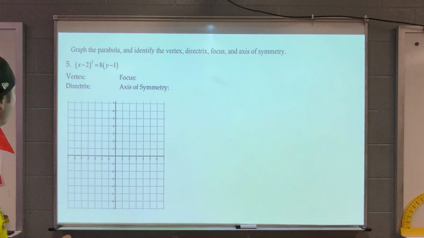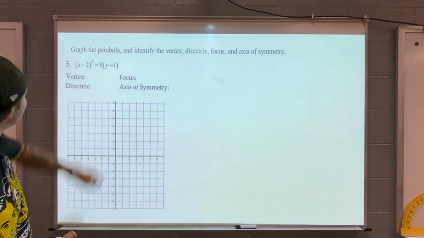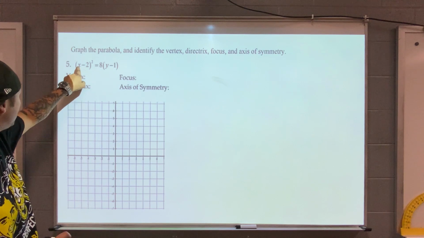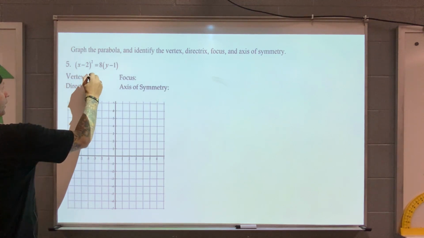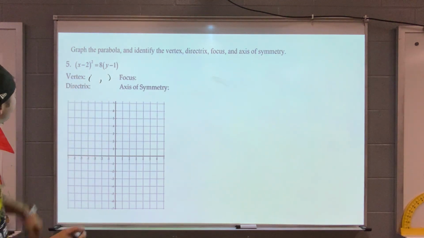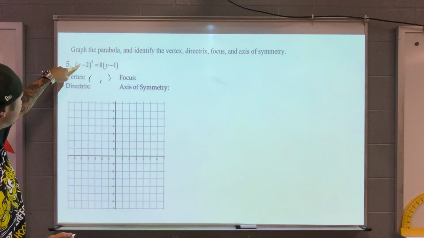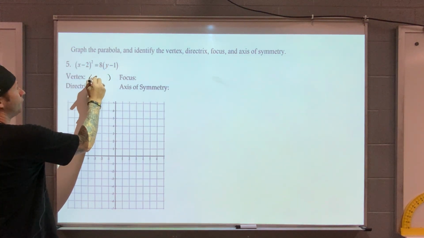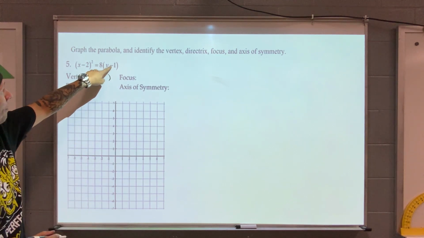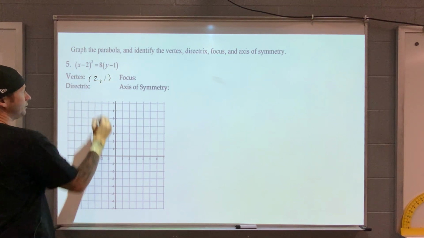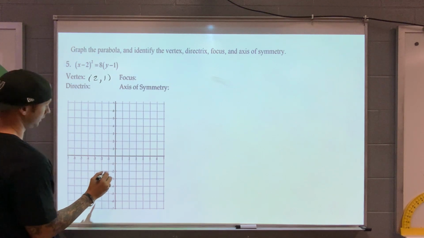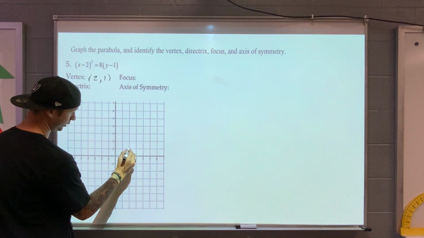All right, number 5. These get a little bit more interesting, right? Because now we have numbers associated with x and y. So the vertex is going to be, right, inside lies, so it's the opposite of these numbers. So this is x minus 2, vertex will be positive 2. Y minus 1, positive 1. So 2, 1. So there's the vertex.